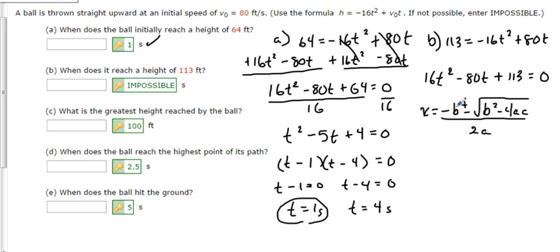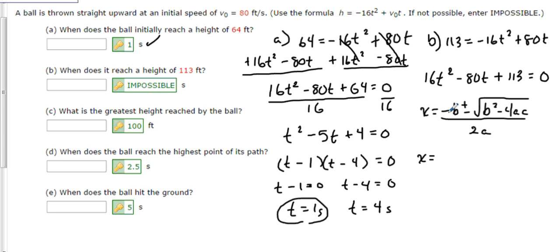Now, remember that a is going to be the coefficient of the variable squared term, b is going to be the coefficient of the variable term to the first power, and c is going to be the constant. So therefore our a is 16, our b is negative 80, and c is 113. Now let's go ahead and plug in.